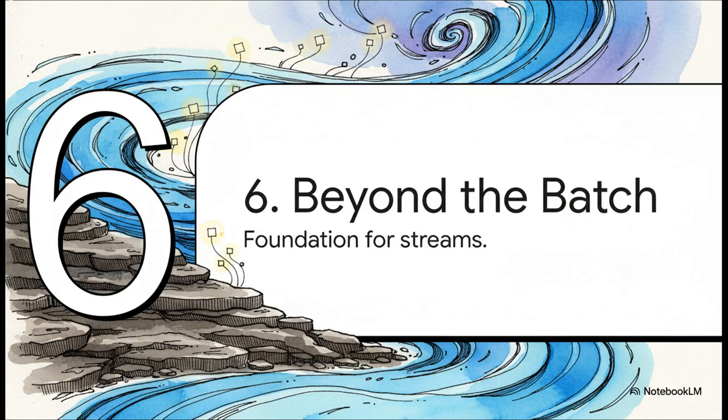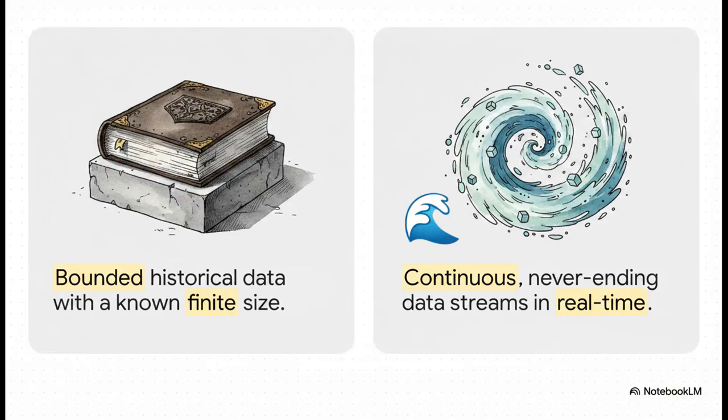Section 6. Beyond the batch, the foundation for streams. Bringing it all together, what is batch processing, really? The fundamental boundary of batch processing is that it deals with bounded data. The input has a known finite size. It's historical data. A batch process knows exactly when it has finished reading the entire input, so the job eventually completes. By treating this historical input as immutable, batch processing gives us a wonderfully safe, powerful way to derive entirely new insights, like search indexes or recommendation models, without ever risking the corruption of the original source.